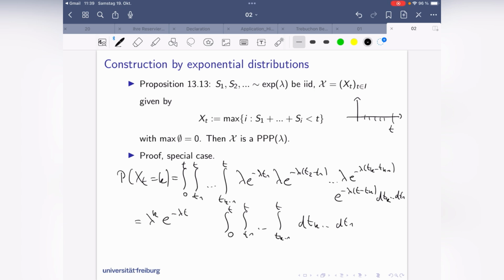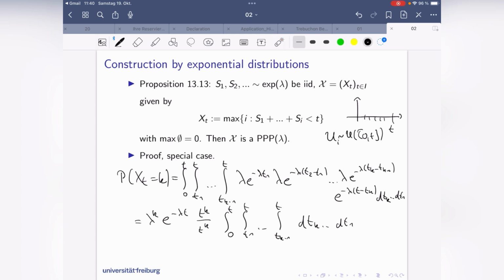And let me do something that looks a bit stupid. I'm saying t to the power of k divided by t to the power of k. Why am I doing this? Because this here, with the numerator and the integral, I can interpret as a probability. So let's say Ui is uniformly distributed on the interval 0 to t, so it has the density 1 over t dt.